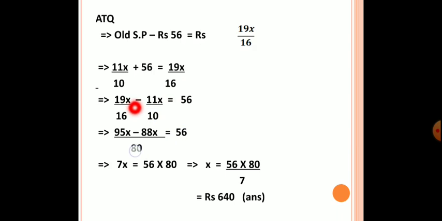So let us keep 19x by 16 on one side, and subtract 11x by 10, which equals 56. Taking the LCM as 80, in the numerator we will have 95x minus 88x equals 56. Therefore 7x equals 56 into 80, and x equals 56 into 80 by 7, which equals 640. That is my answer. So that's all for this part. Thank you.